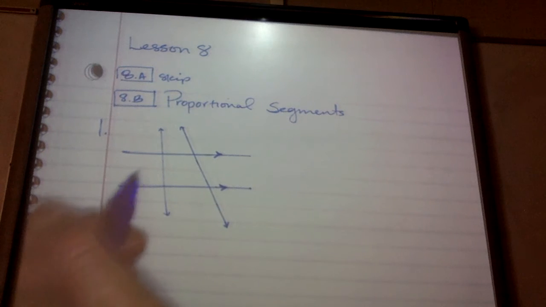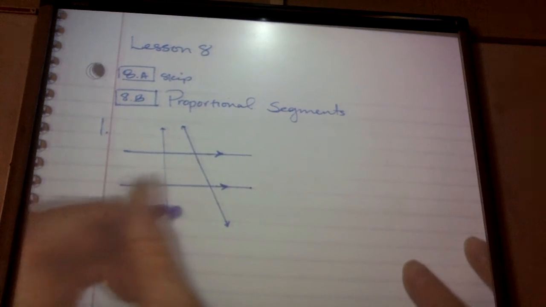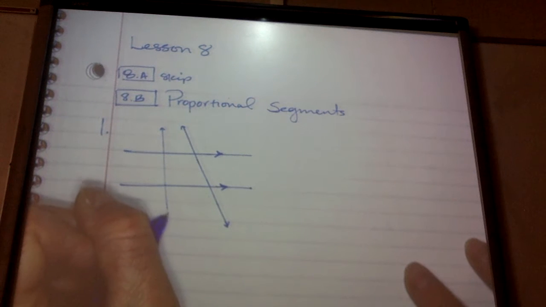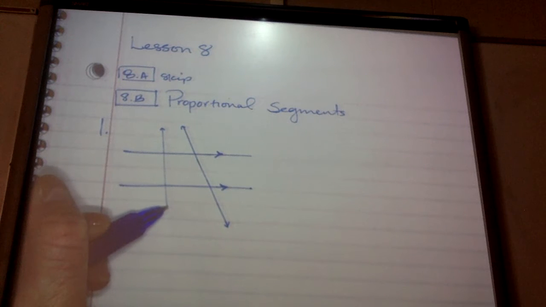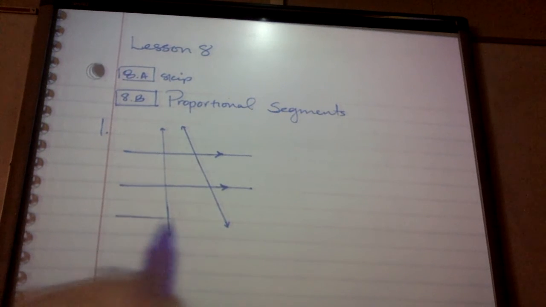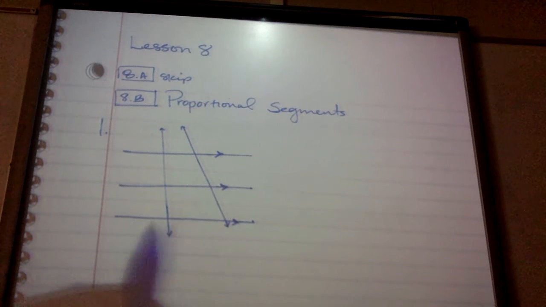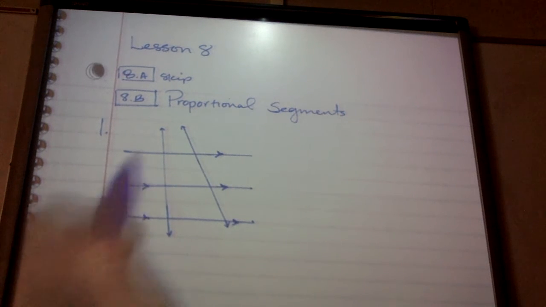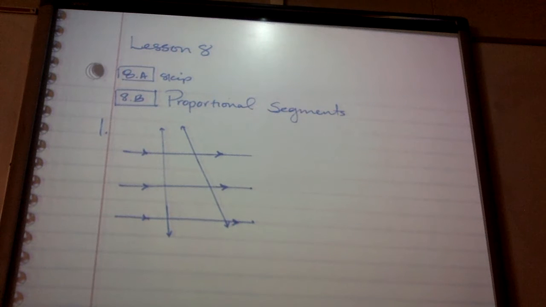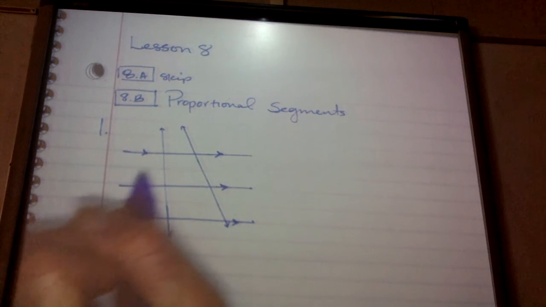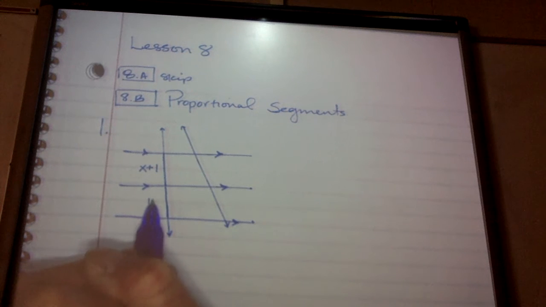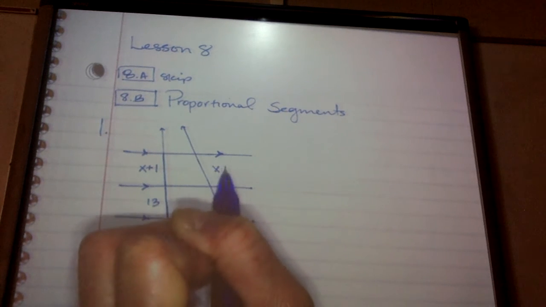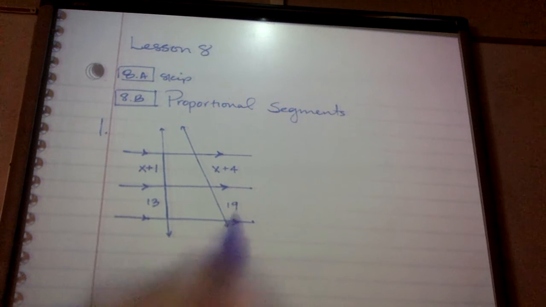So let's say that, and you know what, for this type of problem, I'm missing something. Hold on. Oh, my bad. There is a third parallel line. So I know they're parallel by these little arrow tick marks on the line. And so they're going to give me two segments. On the left, I have that this inside segment has a length of x plus 1. This inside segment has a length of 13. On the right, this is x plus 4. And on the bottom, this is 19.